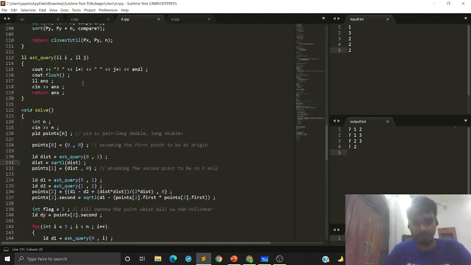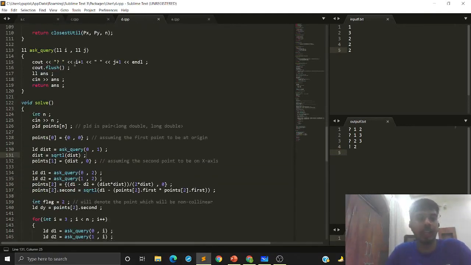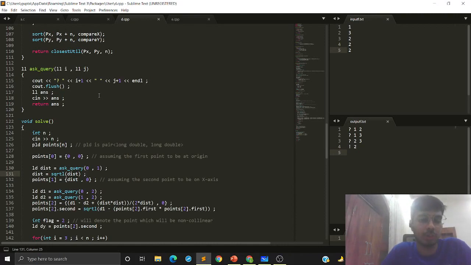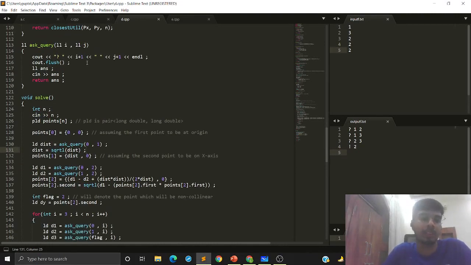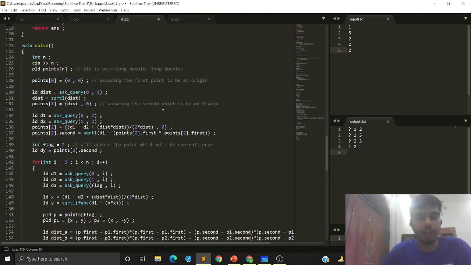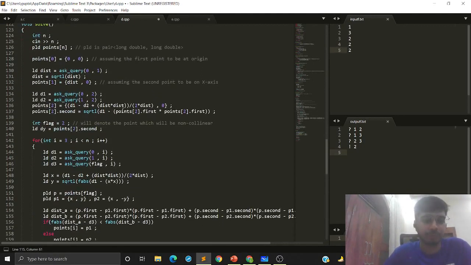So we can see that the ask query takes two arguments, i and j, and asks the distance between the ith and jth point. This is following one-based indexing, and in the code I am following zero-based indexing. So the first point is 0, comma 0. Now I've asked the distance between the first and second point, and I have got the distance. I have got my second point.